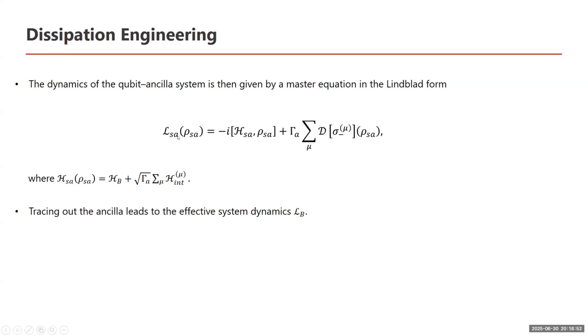and the Hamiltonian can be written like this: H_B denotes the backward Hamiltonian, H_int denotes the interaction Hamiltonian, and the large gamma_A shows the dissipation rate. And with this, after tracing out the ancilla, this leads to the effective system dynamics L_B that we need for the path recovery map.